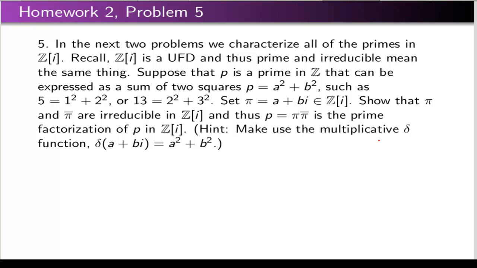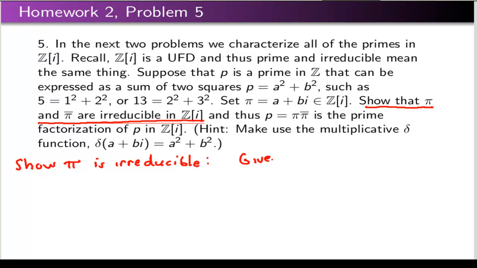So what is our task? Show that pi and the conjugate are irreducible. Okay, so let's just focus on pi. Let's show pi is irreducible. And our assumption is p is a sum of two squares. So I'm given p is a squared plus b squared, and pi is a plus bi.